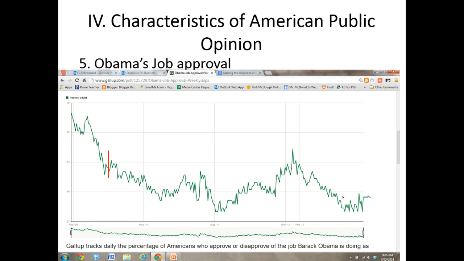Now, that pattern typically occurs in every two-term president. There is a slow or a fast, in this case, downtrend, and then sort of an uptick on the election, and then a downtick, and really stays low for the remainder of that president's second term.